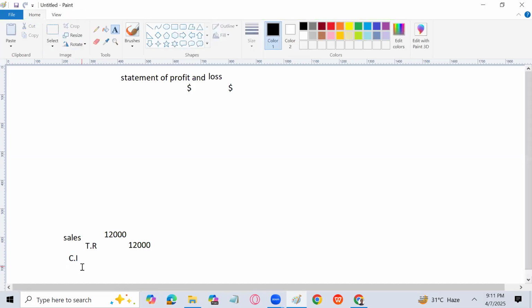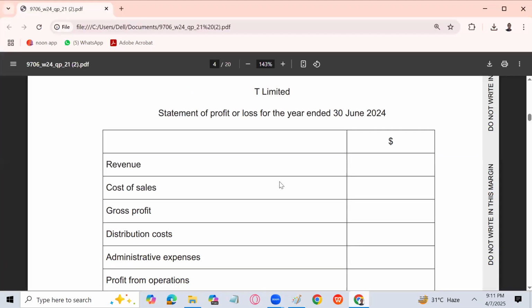Sales are debited and trade receivable is going to be credited with 12,000. Again, the cost of these goods will also be part of the closing inventory. So we need to add those cost of goods to the closing inventory. So we'll pass the entry closing inventory debit and cost of sales is going to be credited. So closing inventory debit and cost of sales credit, but with the cost of the goods sold.